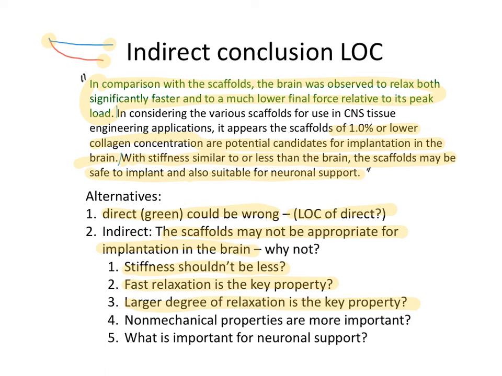So also when they say things like it's suitable for neuronal support, well, what is important for neuronal support? Maybe the non-mechanical behaviors, in fact, are important. So these are examples of alternatives. We consider maybe the viscous behaviors are important, and or maybe the non-mechanical. And if these aren't addressed, then this would have a very low level of certainty. If they are addressed, it might be higher. So this is an illustration then of how to analyze the level of certainty of direct and indirect conclusions.